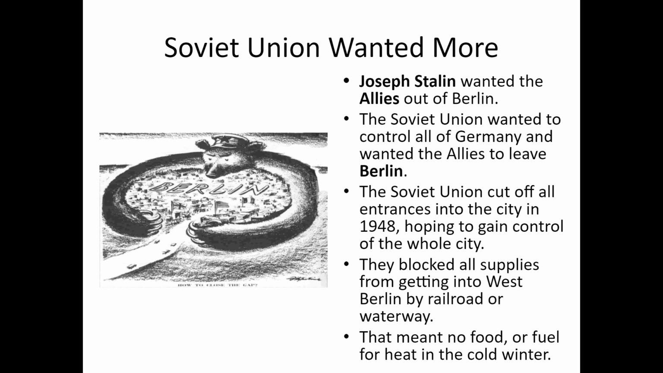That meant no food or fuel for heat in the cold of winter. So Joseph Stalin got angry and decided to not allow any supplies to come into the Allies part of the city, hoping to drive them out so that they would leave. He wanted the whole city to himself. He did not like the fact that the Allies were in his portion of the city.